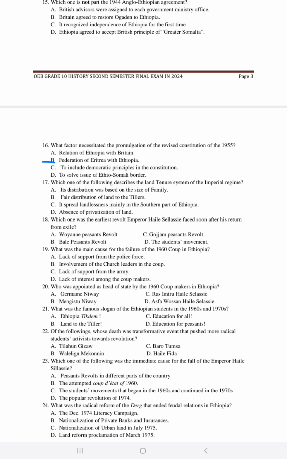Question number 17. One of the following describes the land tenure system of the imperial period. A, its distribution was based on the size of the family. B, fair distribution of land to the tillers. C, it spread landlessness mainly in the southern part of Ethiopia. D, absence of privatization of land.